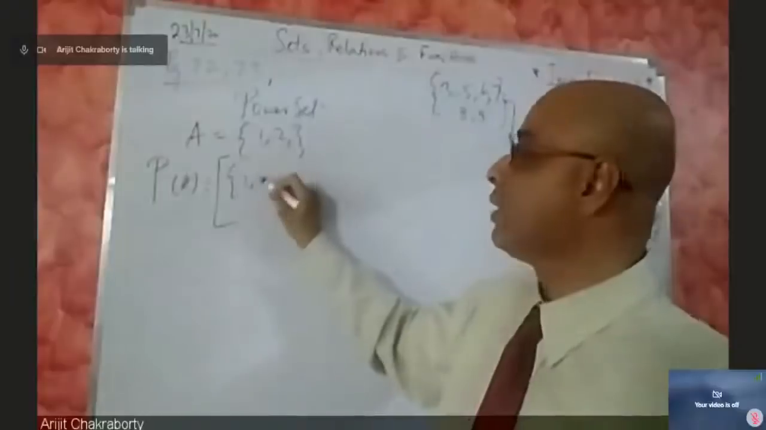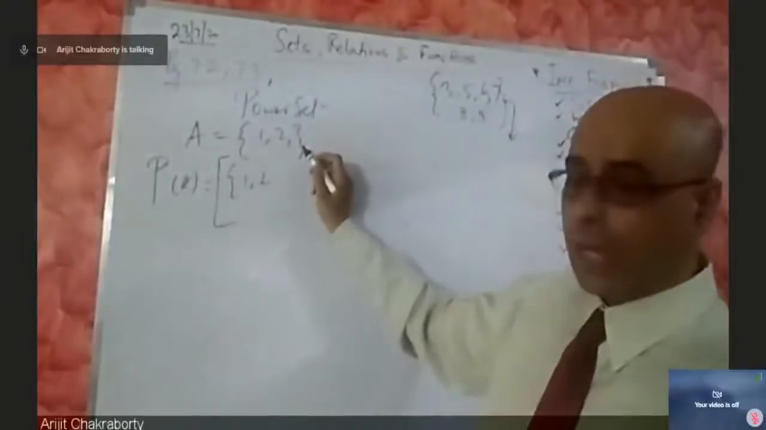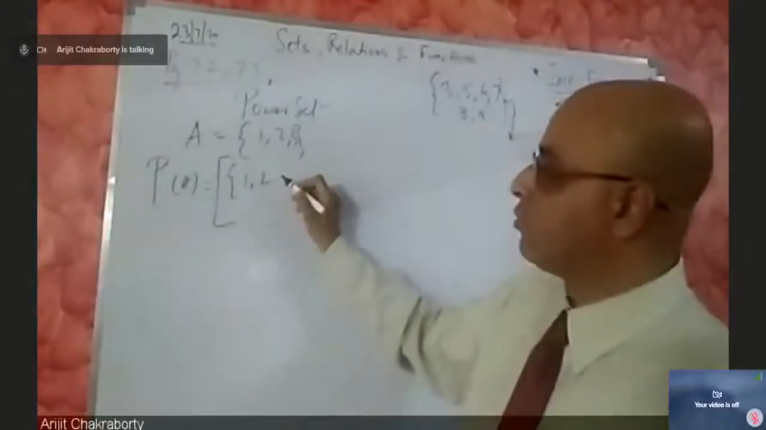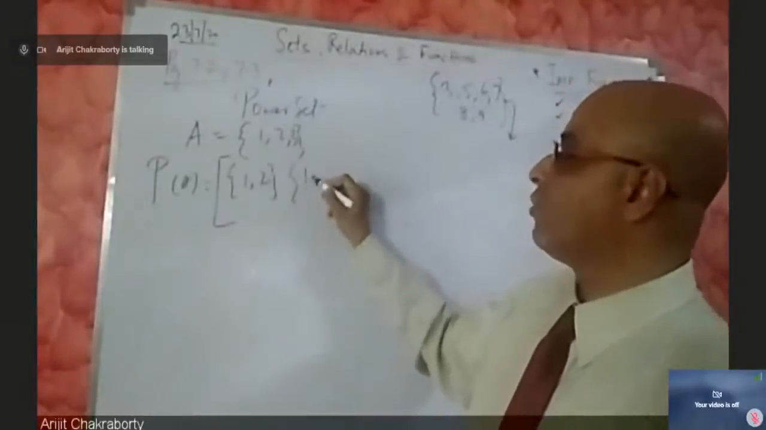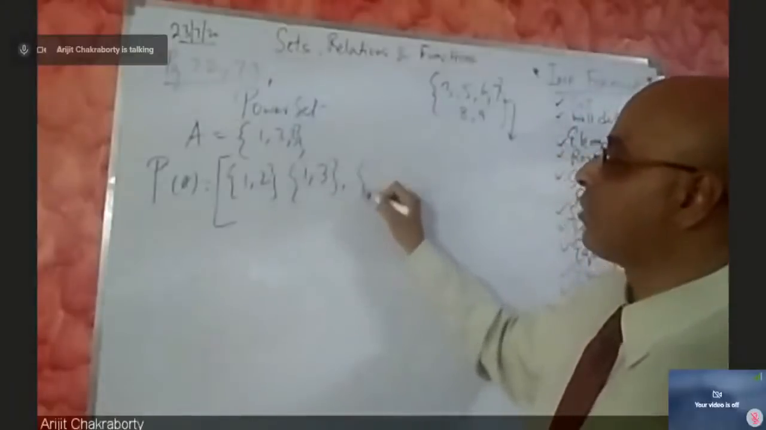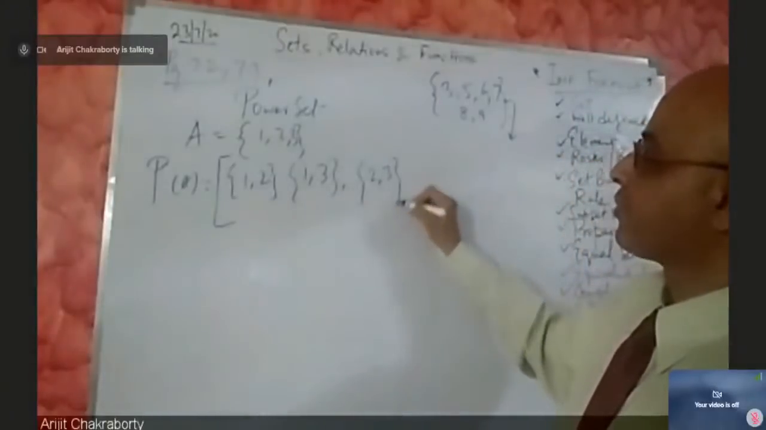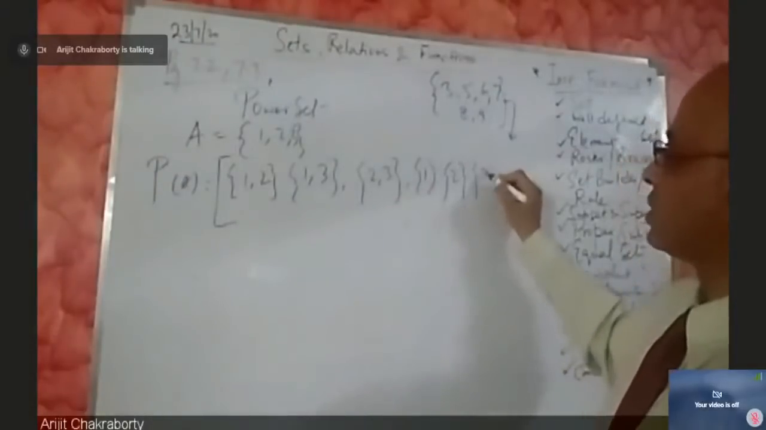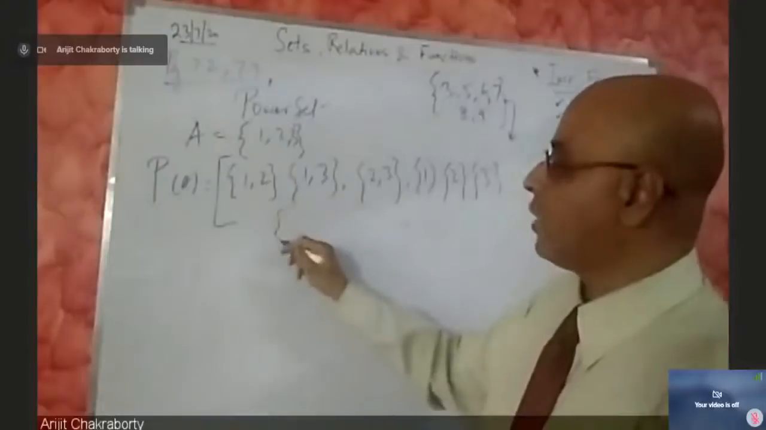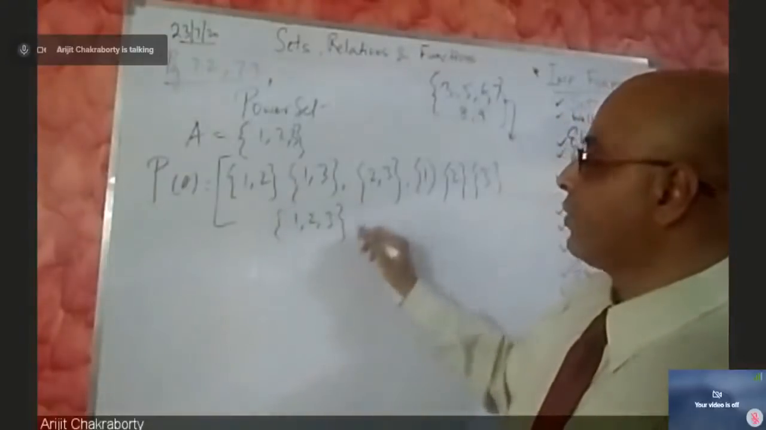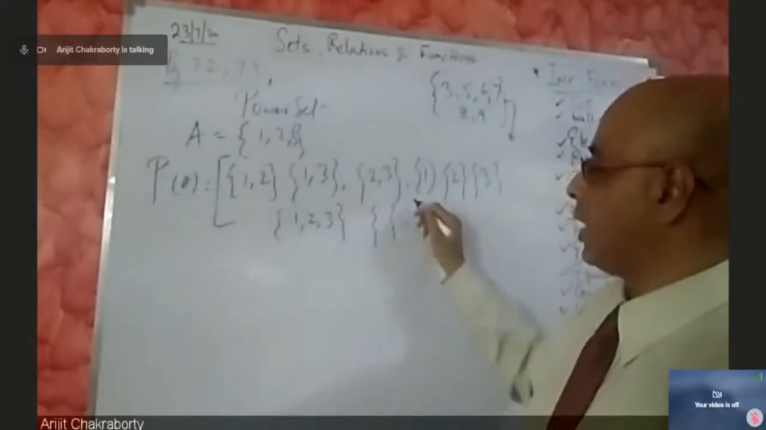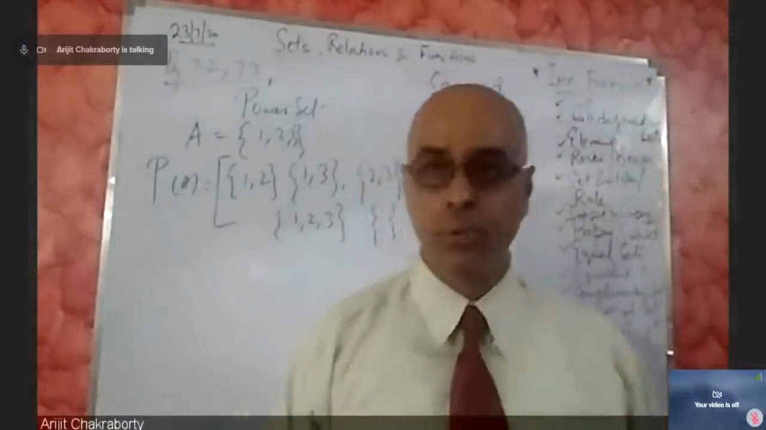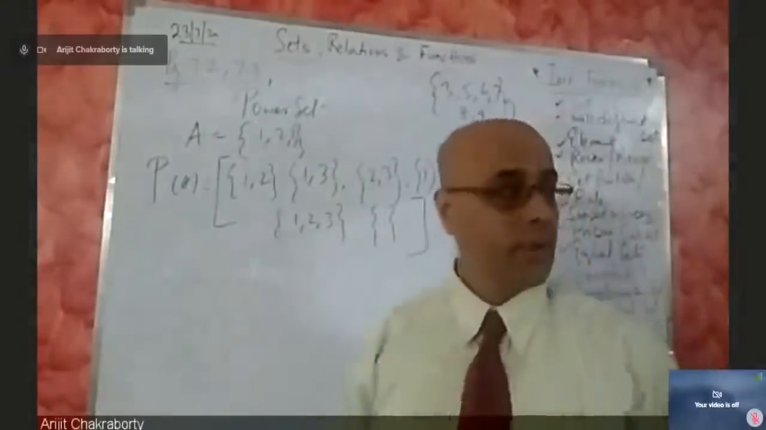First will be {1, 2}. So we are having 1, 2, I'll take 3 also, 1, 2, 3. First will be 1 and 2, then we have 1 and 3, then 2 and 3, then only 1, then only 2, then only 3, then another set {1, 2, 3}, and then I'll have the empty set or the null set. Let me review, and I request you to review with me as well.